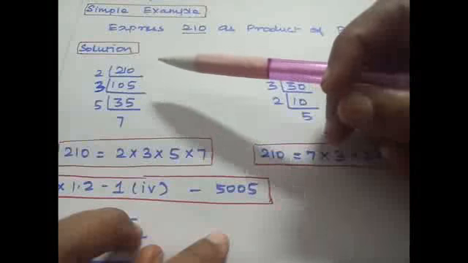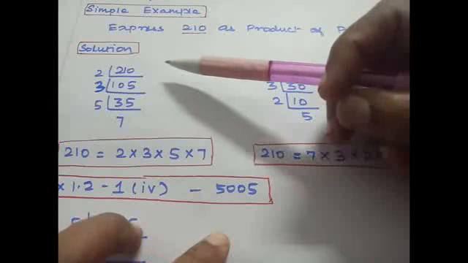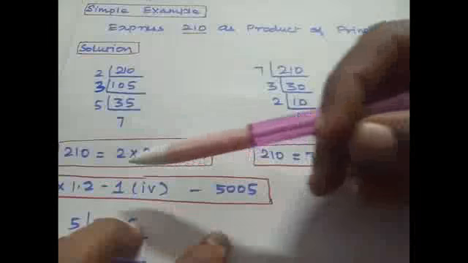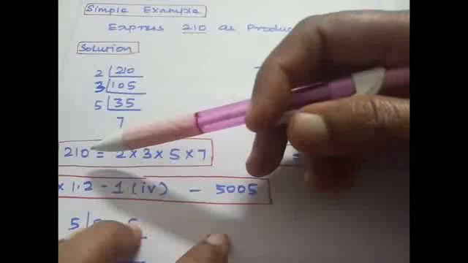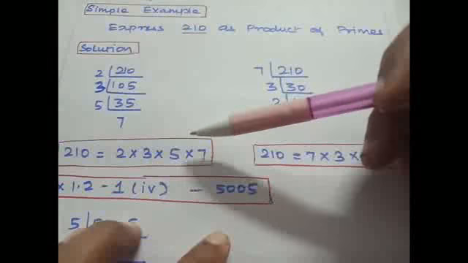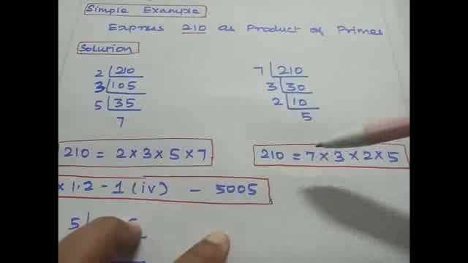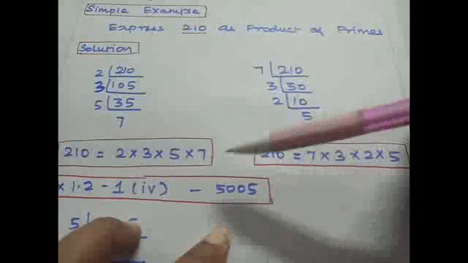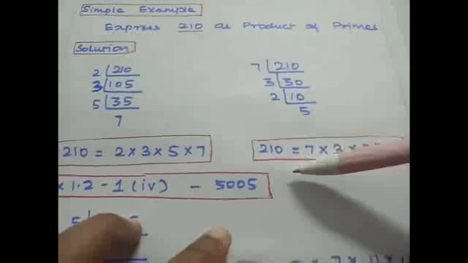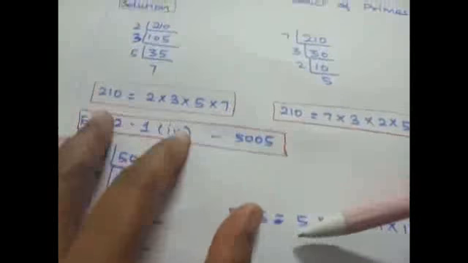Actually, the first concept is that 210 is a composite number expressed as the product of primes. If you multiply these prime numbers, you will get a composite number. That is the first concept. Next one is that it can be in any order. You can have this form or this form, but both are the same. That is the second concept. Now we can see your exercise problem.